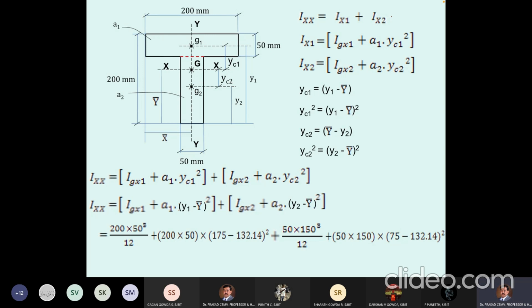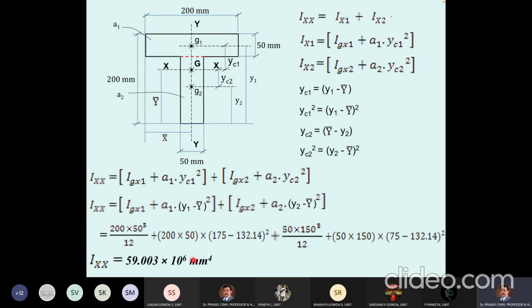Now all have been tabulated. So this is the concept of the parallel axis theorem for calculating the moment of inertia of composite areas about any central axis. If you use a calculator, I'm sure you will get the answer for Ixx.